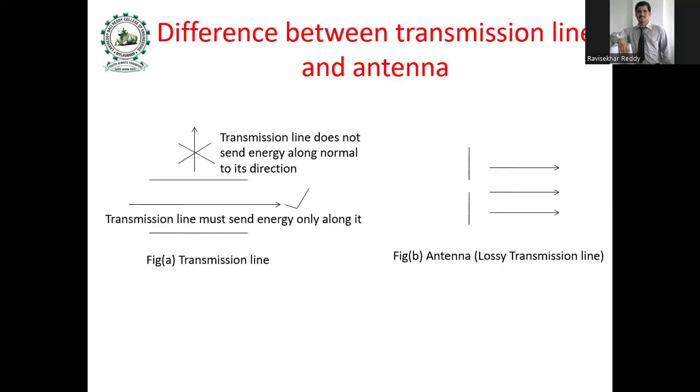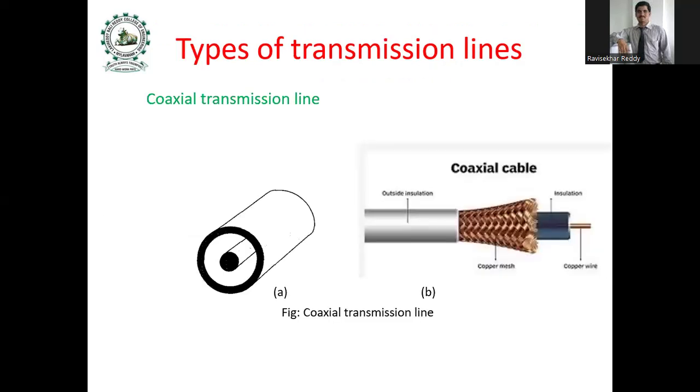So what is the main difference between a transmission line and an antenna? Transmission lines must send energy only along the line. An antenna must send energy into free space. You can say an antenna is a lossy transmission line. So these are coaxial transmission lines.